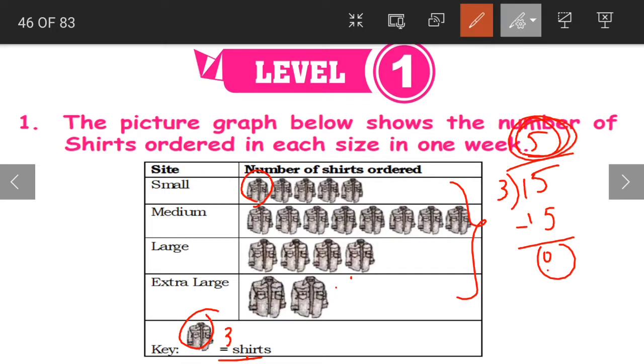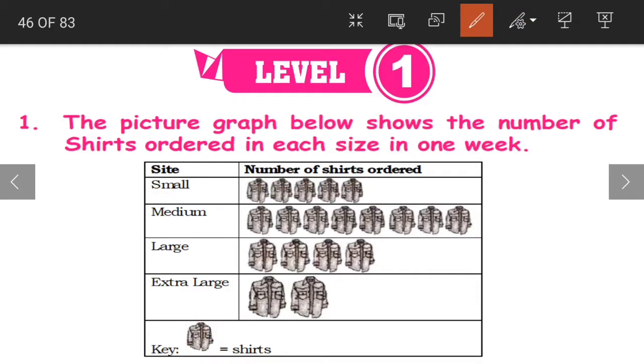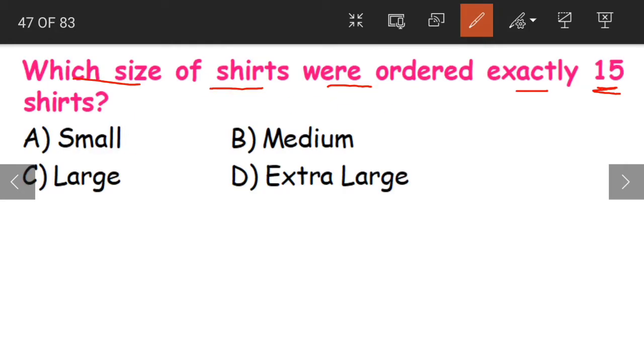When it comes to small, 1, 2, 3, 4, 5. Yes, so the shirts of small size were ordered exactly 15. Is this clear children? Though here we are having only 5 shirts, why are we saying it as 15? Because one shirt is equal to 3 shirts. Yes, so what is our correct answer? Small size, that is option A.